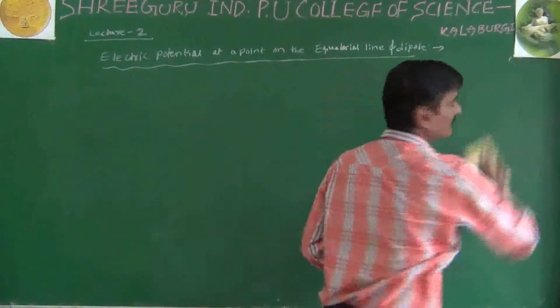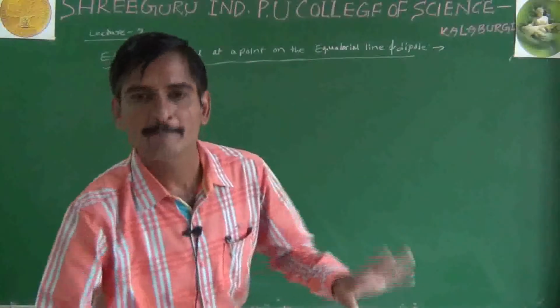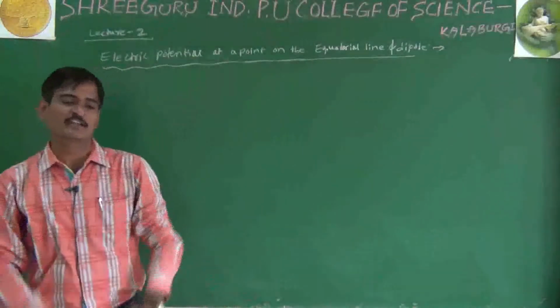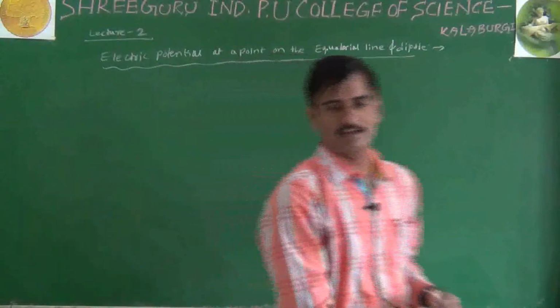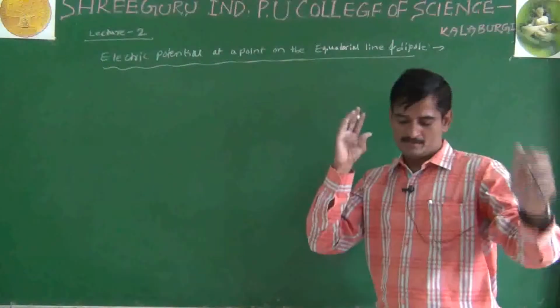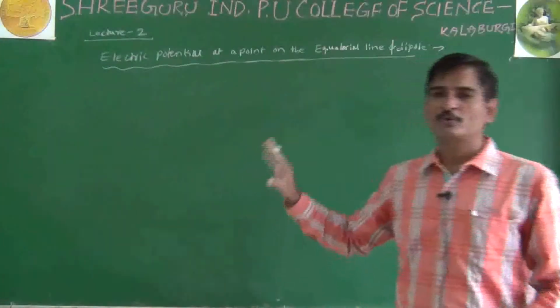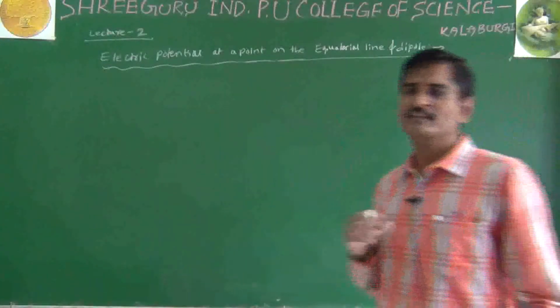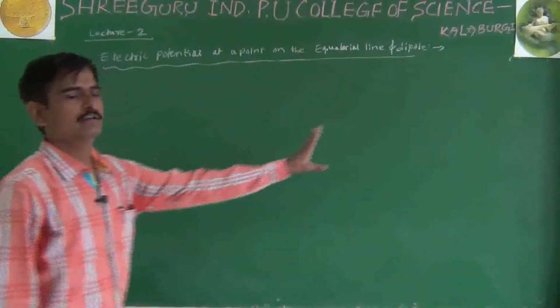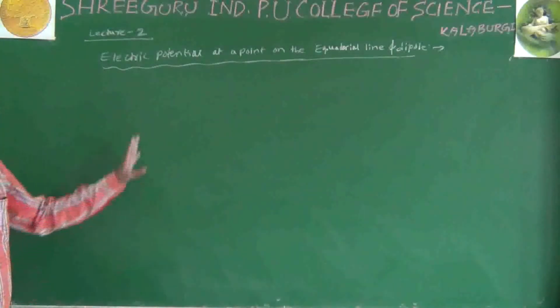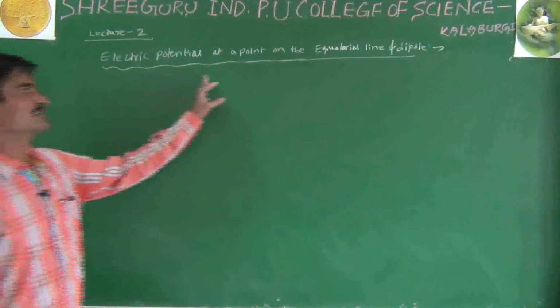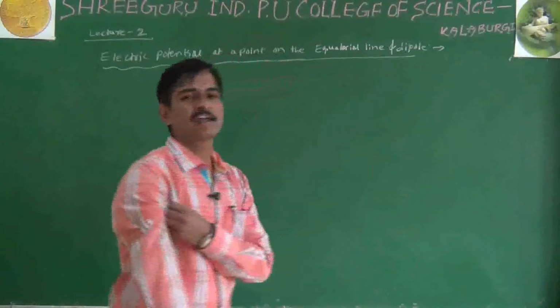Here I am taking all the things very slowly because this is a theory class and I teach for average students. Okay, I will keep in mind the average students. That's why I am teaching very slowly and making everything clear. So now electric potential at a point on the equatorial line of a dipole.